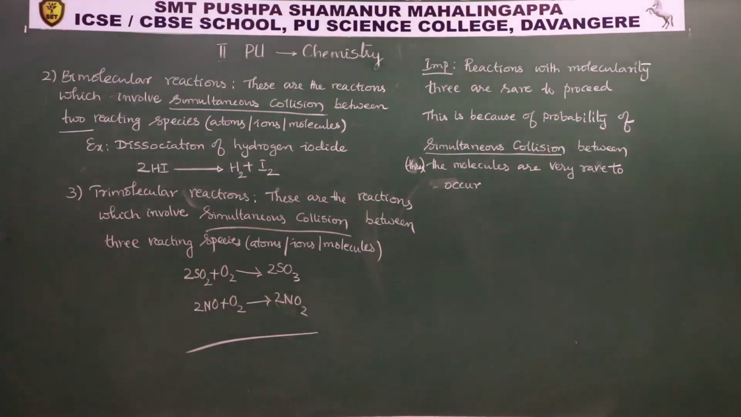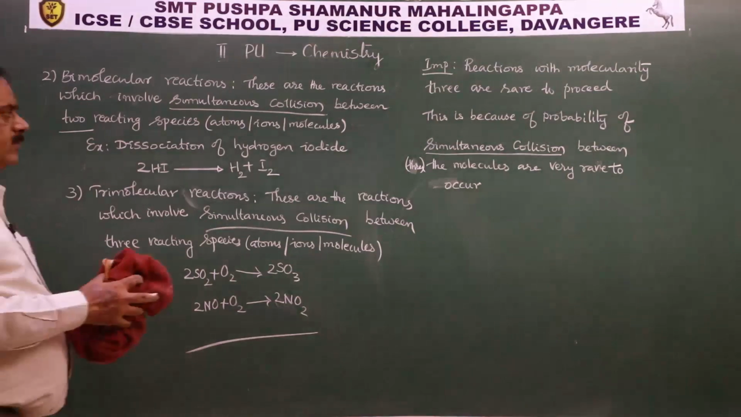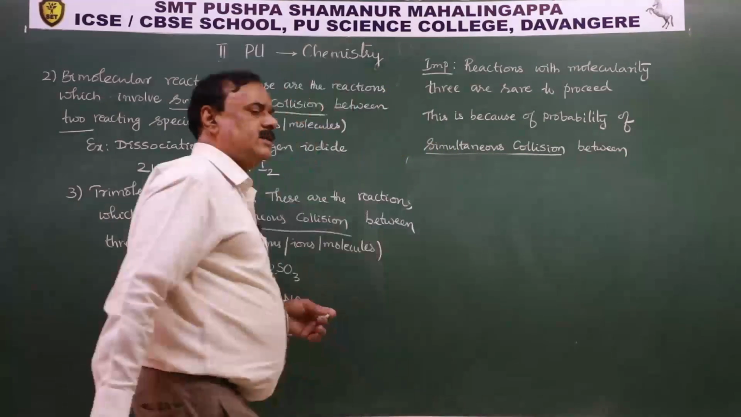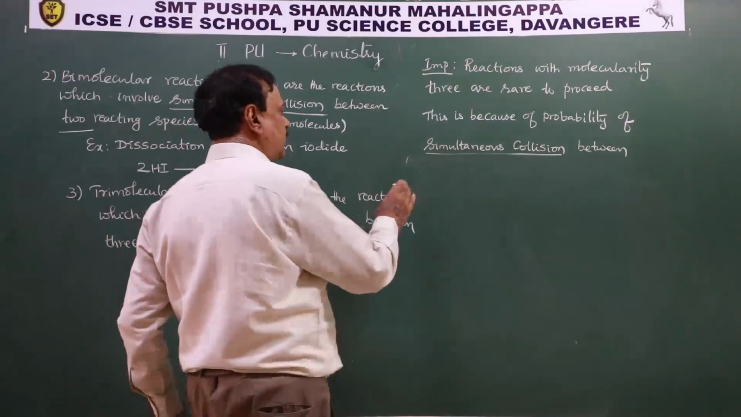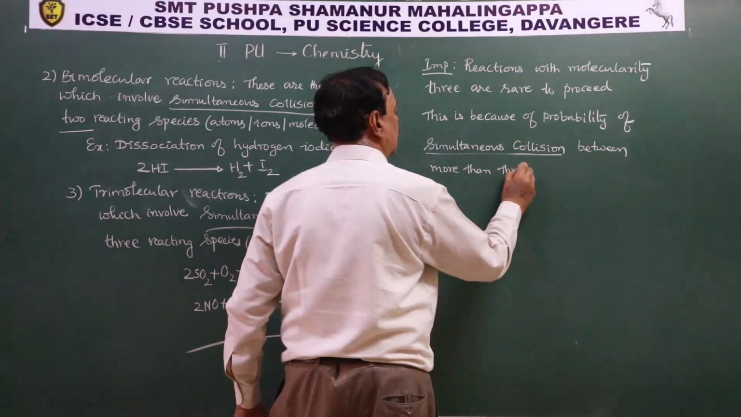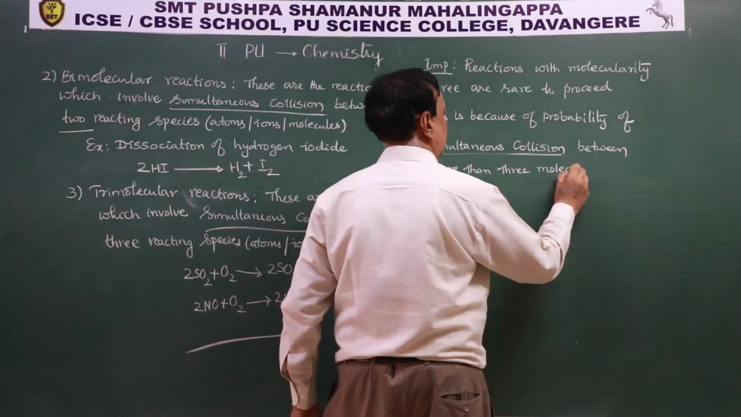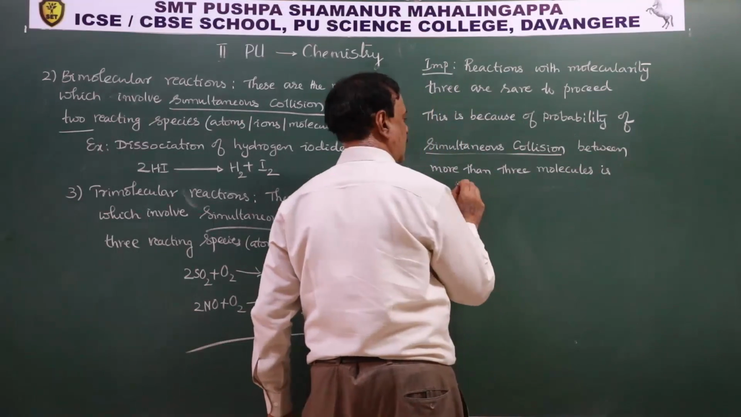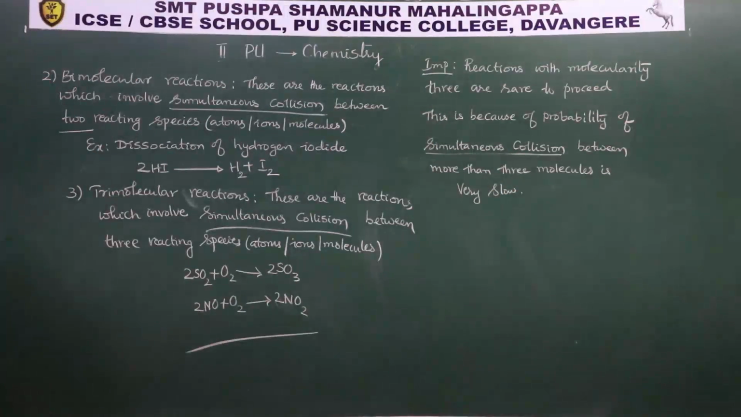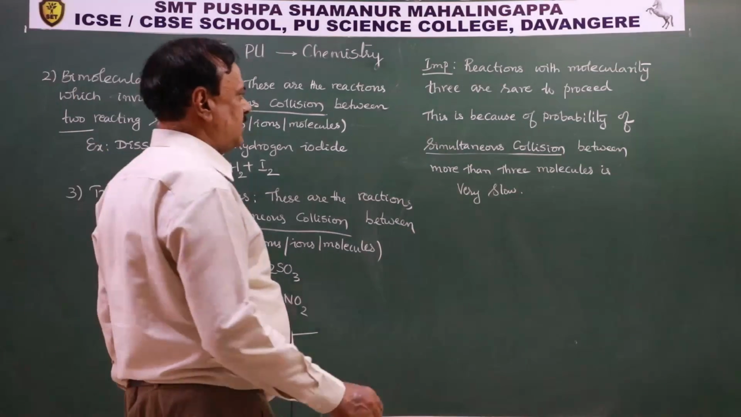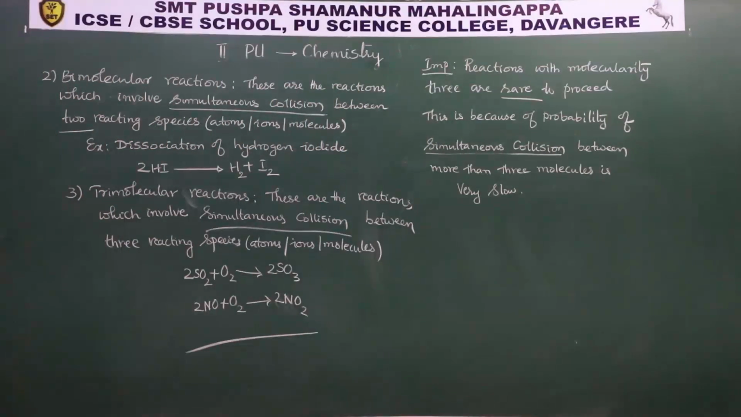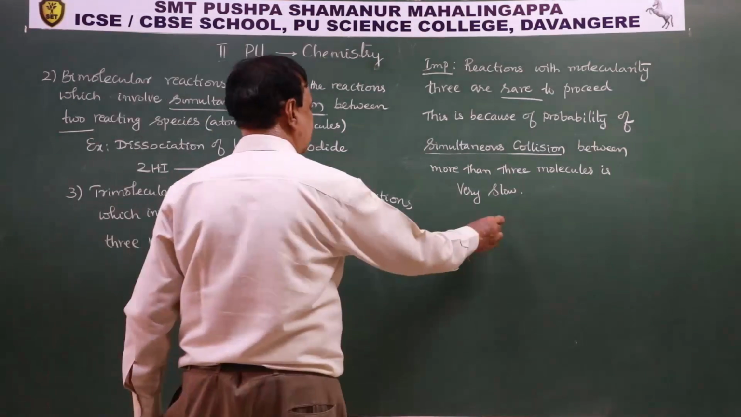More than 3 molecules is very slow. Reactions with molecularity 3 are rare to proceed, because the probability of simultaneous collision between more than 3 molecules is very low, so such reactions are very slow.